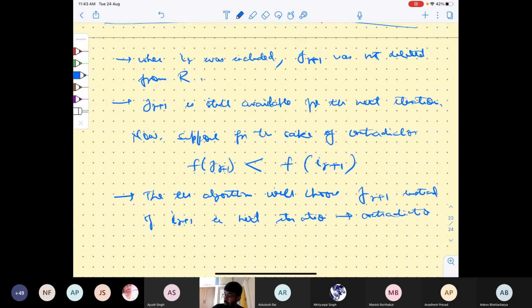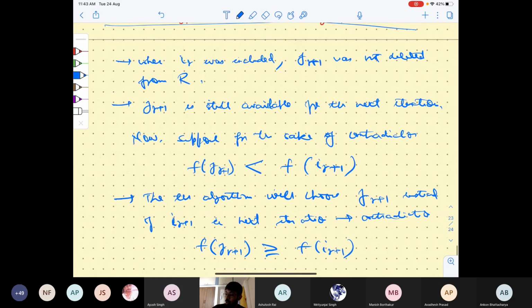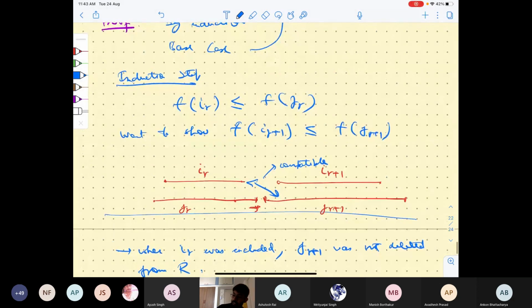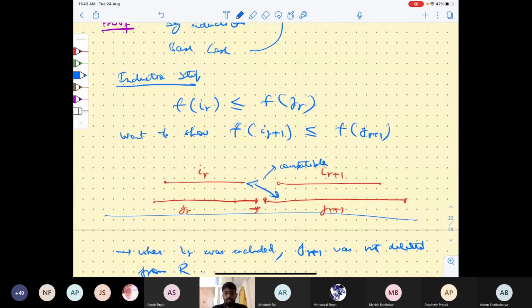So we have that f of JR plus 1 is greater than or equal to f of IR plus 1, which is what we wanted to show for the induction step. So that finishes the induction step and finishes the proof. All right, so this is what we wanted to show.